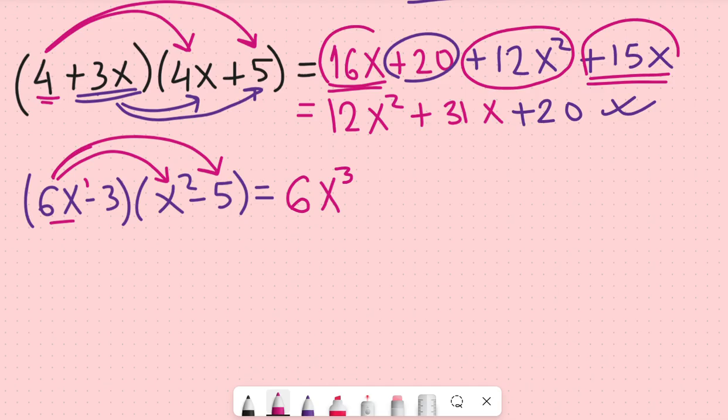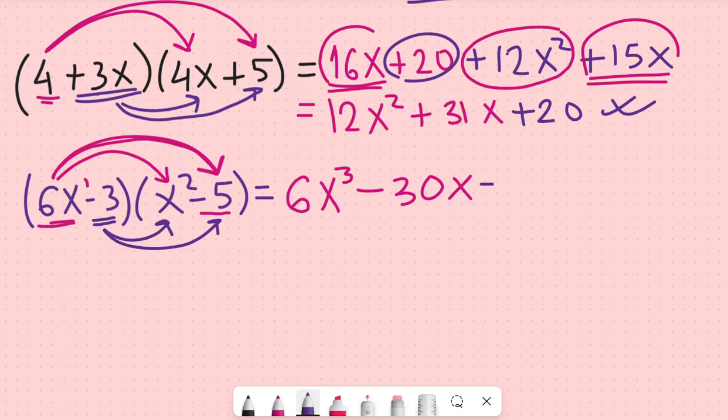Then we have 6x multiplied by 5. That will be 30x. But remember, 6x is positive, 5 is negative. Positive and negative, the answer will be negative. Good. Now we multiply negative 3 by x squared and negative 3 by negative 5. Negative 3 by x squared will be negative 3x squared. Negative 3 by negative 5 will be positive 15.